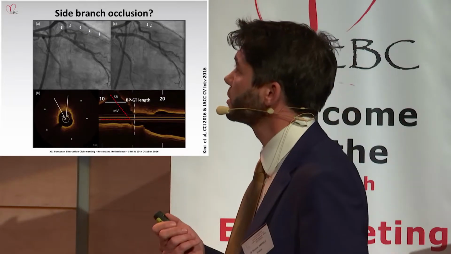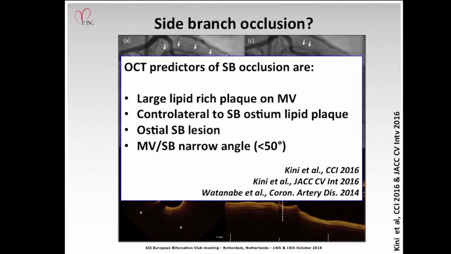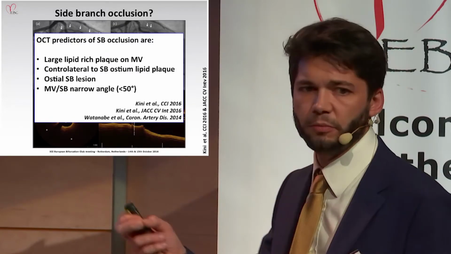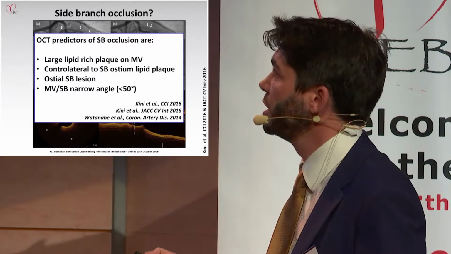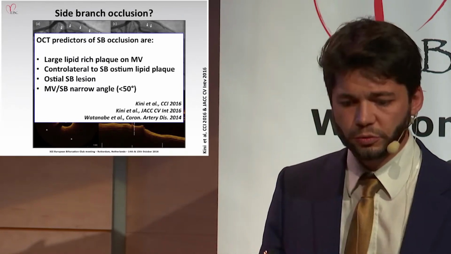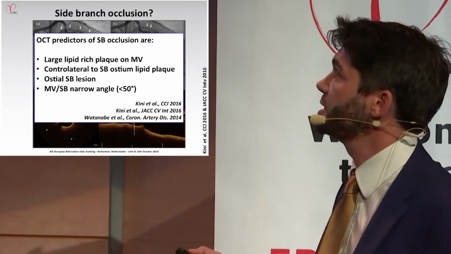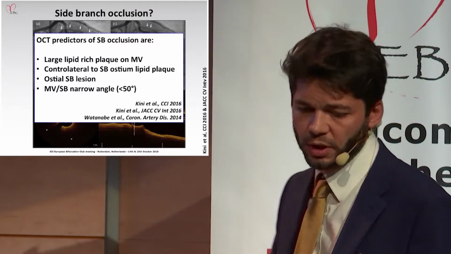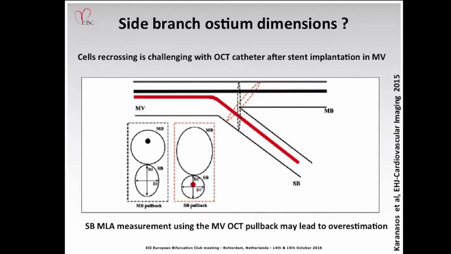Last year there were different works assessing this question. Do we have new OCT predictors of side branch occlusion? The response is yes. Based on these 3 different papers, we know the presence of a large lipid-rich plaque on the main vessel is a major predictor for side branch occlusion, but not a calcified lesion, for example. The distribution of this lipid plaque contralateral to the side branch ostium also appears to be a predictor. Of course, a tight ostial side branch lesion analyzed by OCT and a narrow main vessel side branch angle remain predictors.